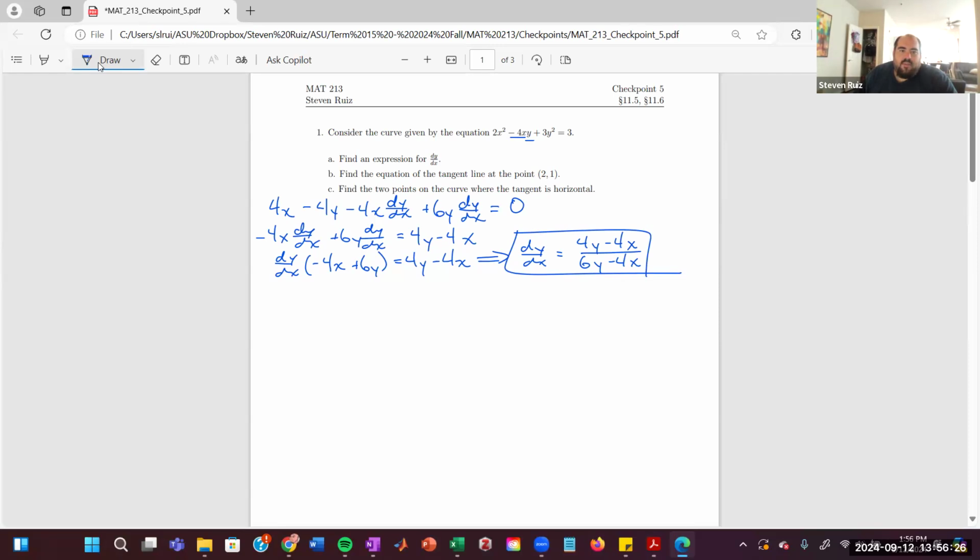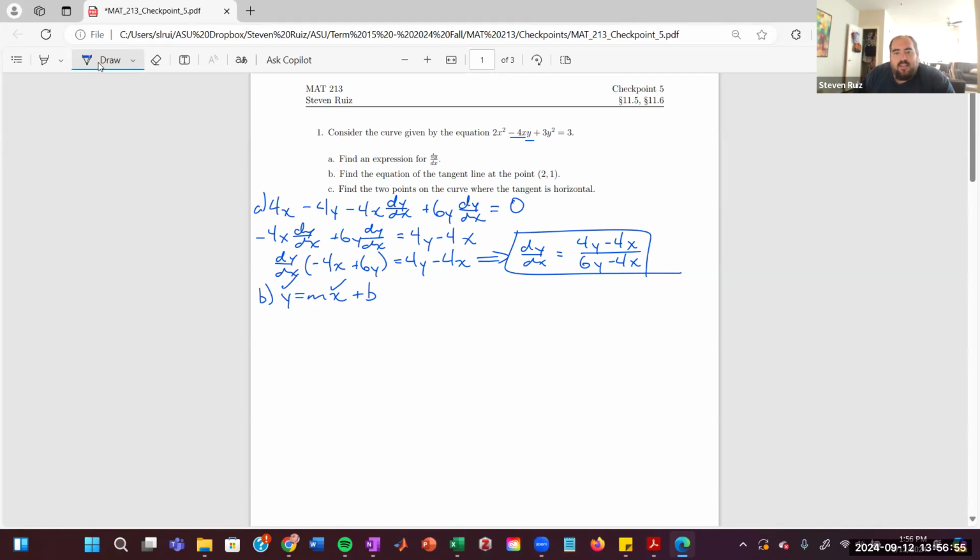All right, part B. I want to find the equation of a tangent line at this point. So what do the equations of lines look like? They look like y equals mx plus b. What information do I have here? I have x and y because I was given that the coordinates of the point are 2, 1. So I have an x and a y. I don't have a slope. So what gives me the slope?